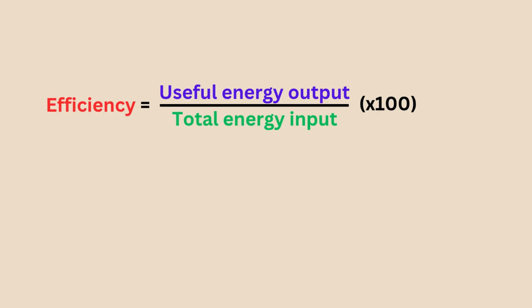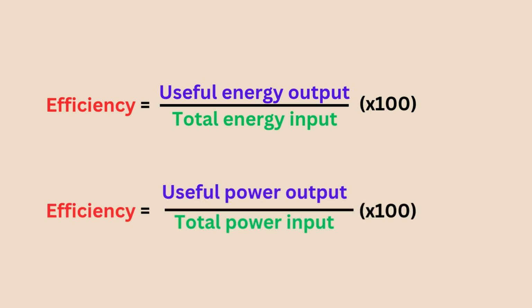There are two main calculations for efficiency. There is useful energy output divided by the total energy input multiplied by 100, and there is also useful power output divided by total power input multiplied by 100. The multiply by 100 is optional. If you want the efficiency to come out as a decimal, then you will not multiply by 100. If you want the efficiency to come out as a percentage, then you will need to multiply by 100.